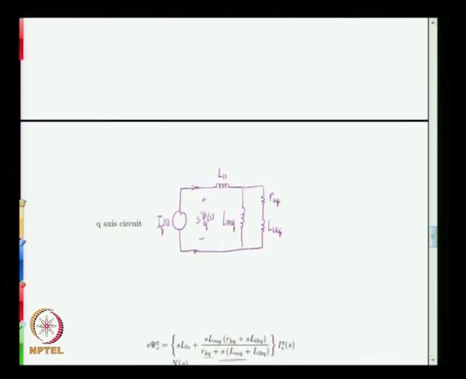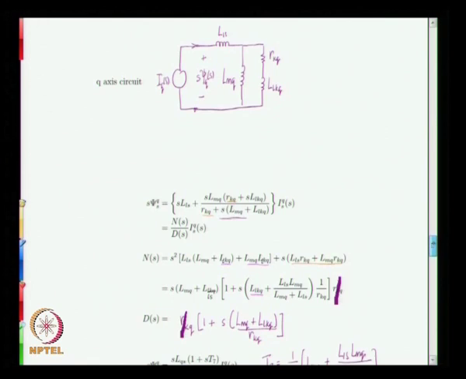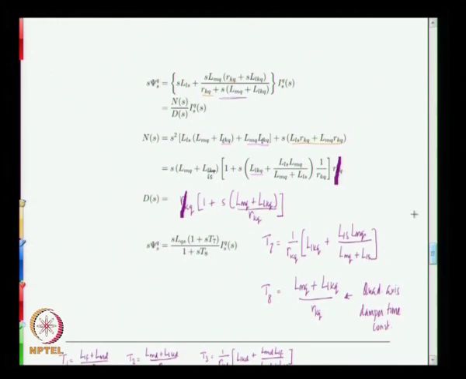Now, the Q axis contains only one source of excitation, unlike the D axis where there is also a field excitation. Along the Q axis there is no field, and therefore the equivalent circuit simply looks like this, and with the Q axis we wrote down various terms, and S times psi q of S could be simplified and written in this form, where 1 plus ST7 by ST8 multiplied by S times LQS. So, T7 and T8 were identified.